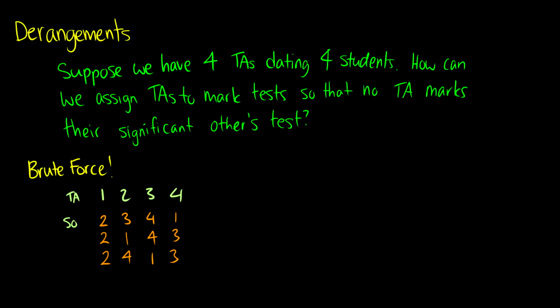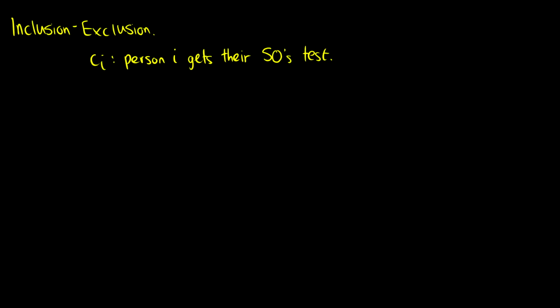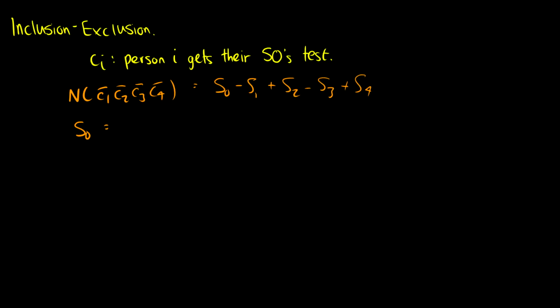And I don't really want to keep doing this because this is going to take a long time. So instead, let's just use our good old Inclusion-Exclusion Principle. Let Ci be the condition that person i gets their significant other's test. So what we want is n of C1 bar, C2 bar, C3 bar, and C4 bar. Of course we remember this is S0 minus S1 plus S2 minus S3 plus S4.